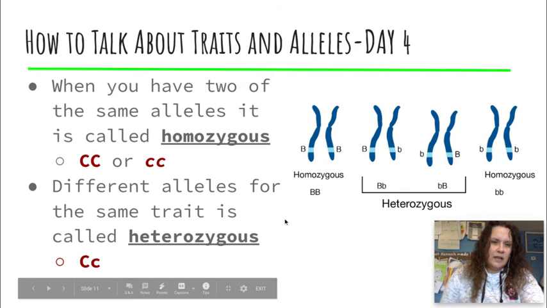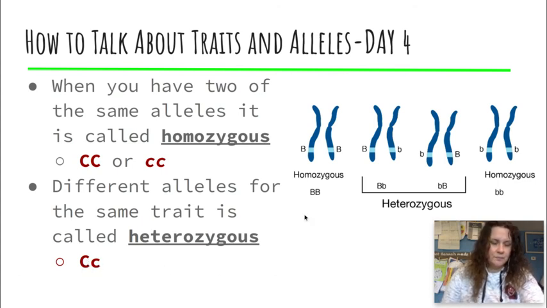And then the other combination is heterozygous. Remember, hetero means different, and you have two different size letters right here, big C and little c. It has one dominant trait and one recessive trait, in this case for hair texture.